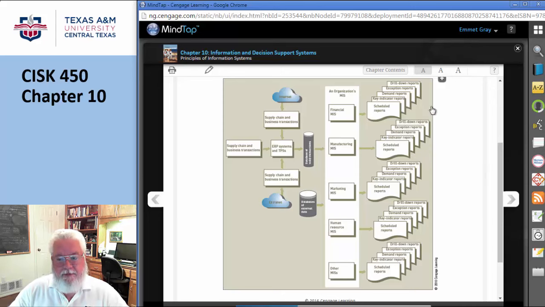So this is a very good diagram showing you how these things are tailor-made, but don't take away that I'm going to have 5 different MISs. No, you're not. Okay.